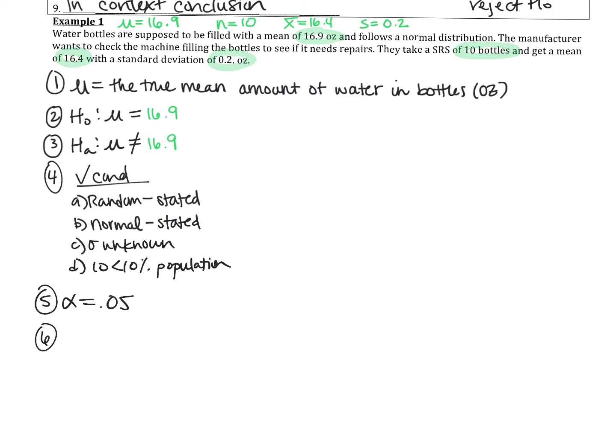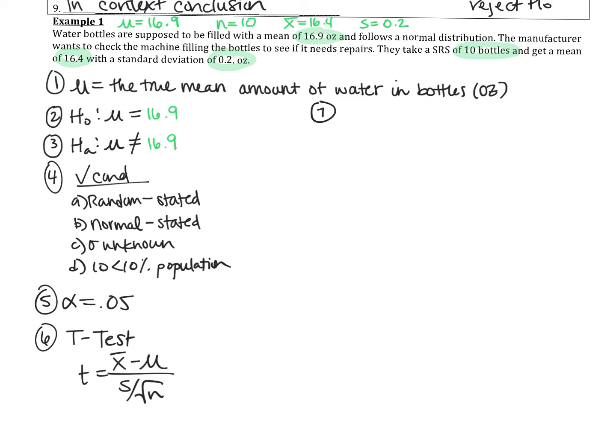Step 6, name the test. What type of test? T-test. And the formula: T equals X bar minus mu over S over the square root of N. Okay.